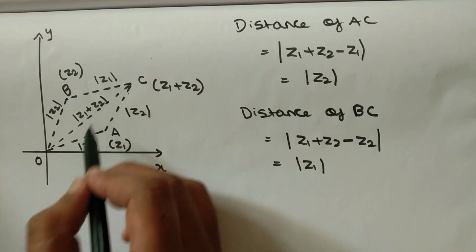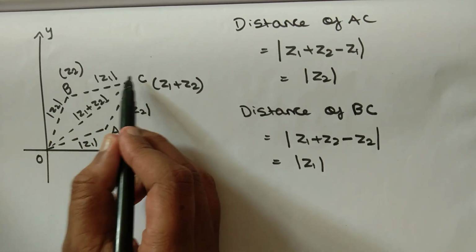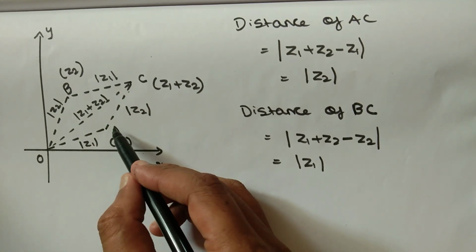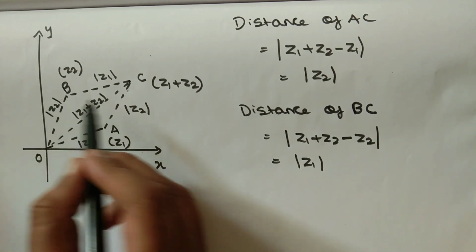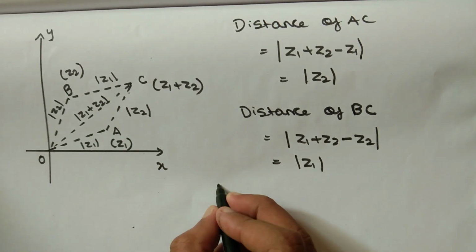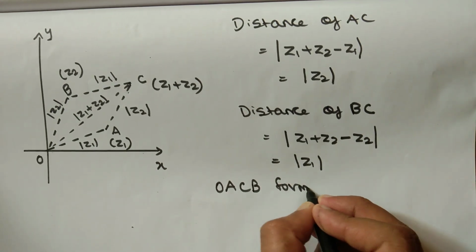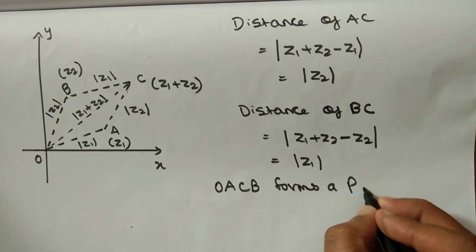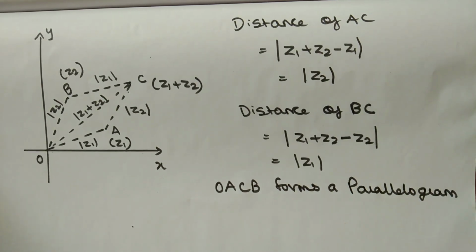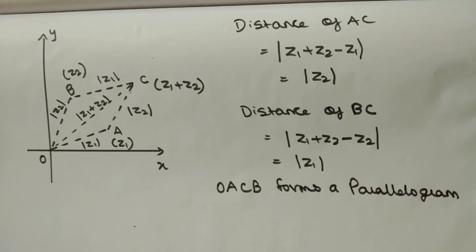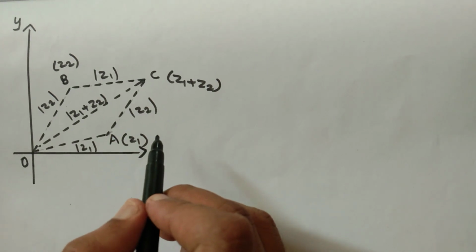The opposite lengths are equal. Distance of OA is equal to distance of BC, that is modulus of z1, and the distance of AC and the distance of OB is equal, that is modulus of z2. Therefore OACB forms a parallelogram.